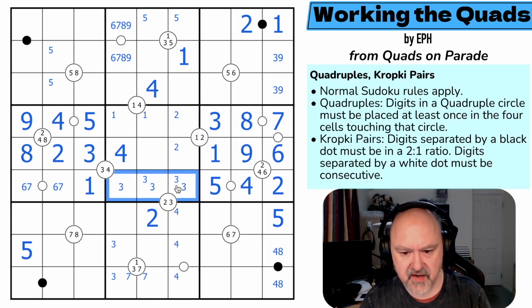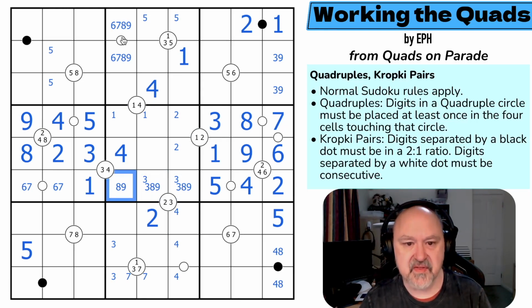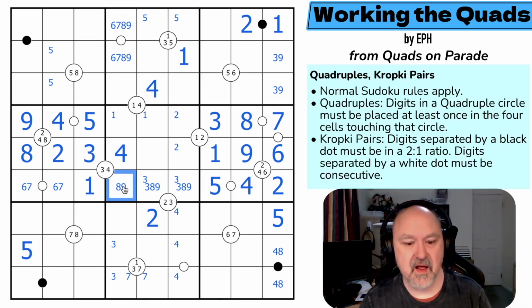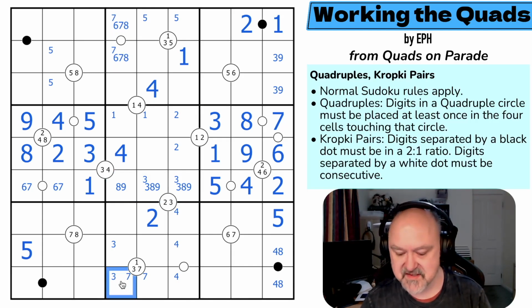1, 2, 3, 4, 5, 6, 7, 8, 9. These are 3, 8, and 9. Well, we know there's no 3 here because the 3 has to go around the quadruple and it can't go there. This can't be a 9 now, because if I put a 9 on this, this would be 9, 8, and there would be nothing I could put in that cell. So there must be a 7 on this dot, which looks down saying there's no 7 there. That's the 7.